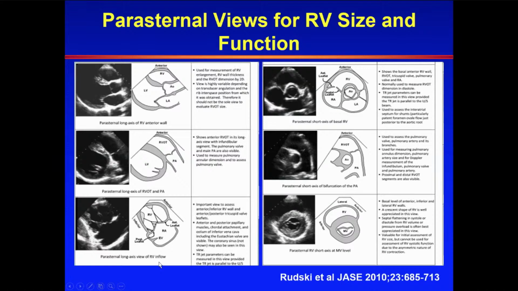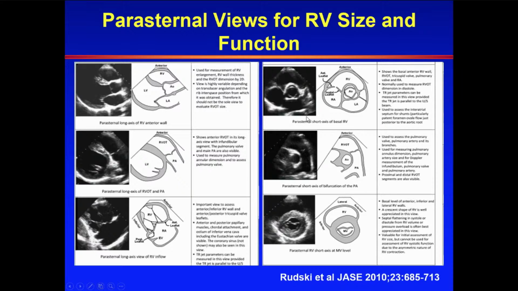Another important view is the parasternal long axis view that gets you the right atrium and the tricuspid valve. You see the papillary muscles, the chordal apparatus, and you see the anterior wall of the right ventricle and the inferior wall of the right ventricle. We see the anterior leaflet and the posterior leaflets of the tricuspid valve. So you are able to measure the tricuspid annulus. You are able to look for tricuspid regurg, to look for pathology in these leaflets as well. This is a very important view for us.